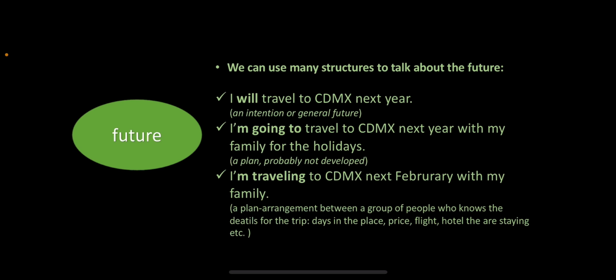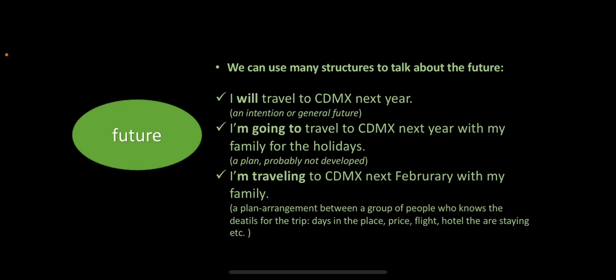Now, if this plan is done, it has more details and many other people are involved, I can decide to use the present continuous to be more specific. So I'm going to travel to Mexico City next year, or I'm traveling, like this is for sure, I'm traveling to Mexico City next February with my family, and we're traveling by plane, I have the tickets, etc., etc., right? You have more information and details for the trip.